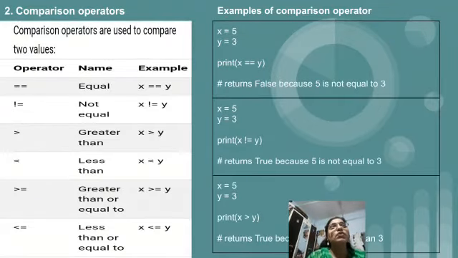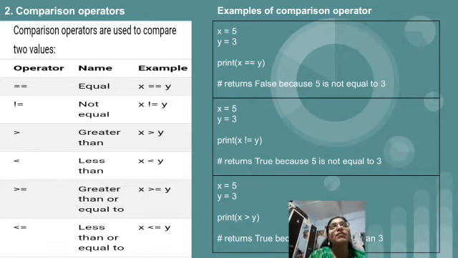After that, the comparison operators. We have the same comparison operators as in other programming languages. Whenever we want to compare 2 values, we use comparison operators. First is equal, after that not equal, greater than, less than, greater than or equal to, and less than or equal to. So there are a total of 6 comparison operators. I have given examples also.